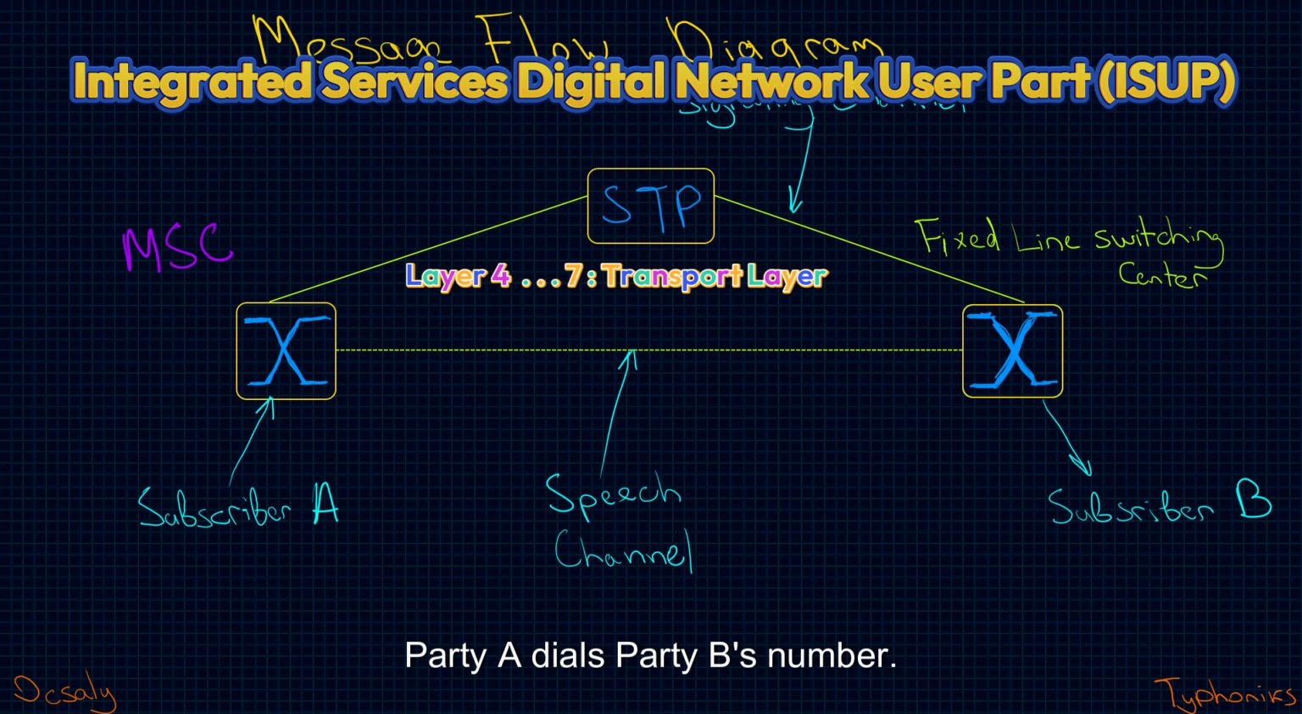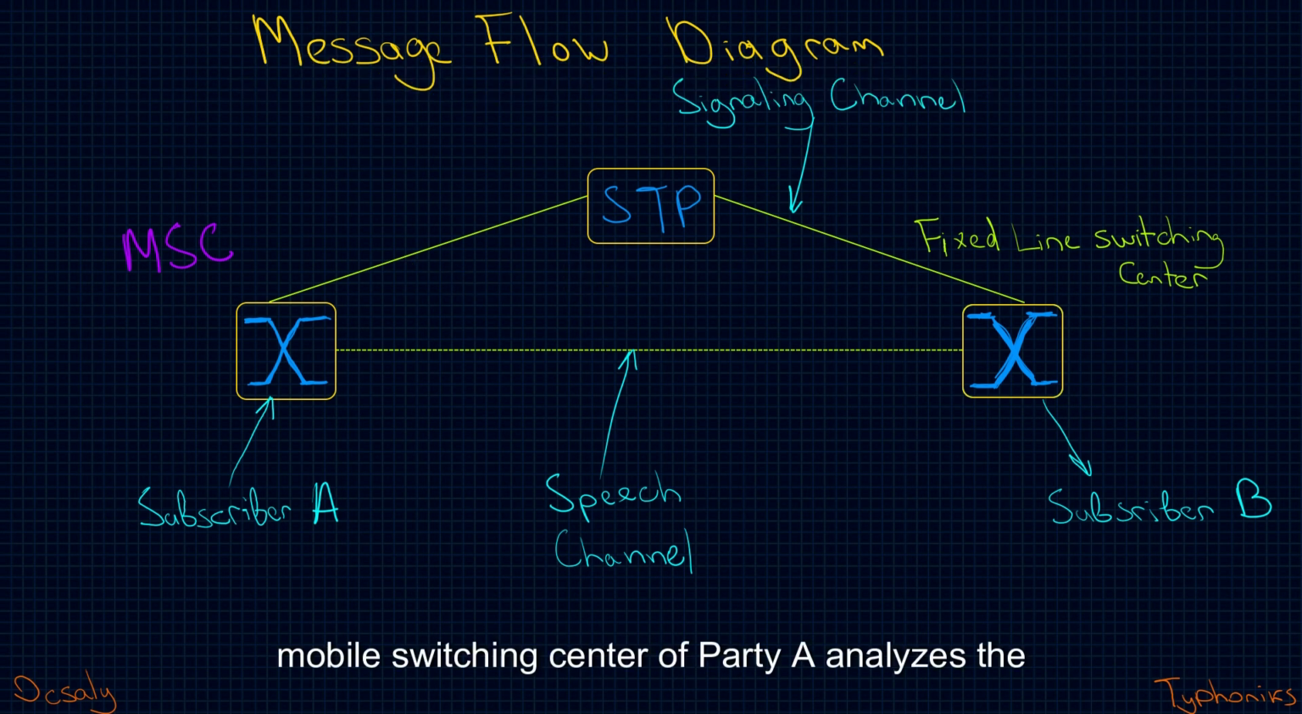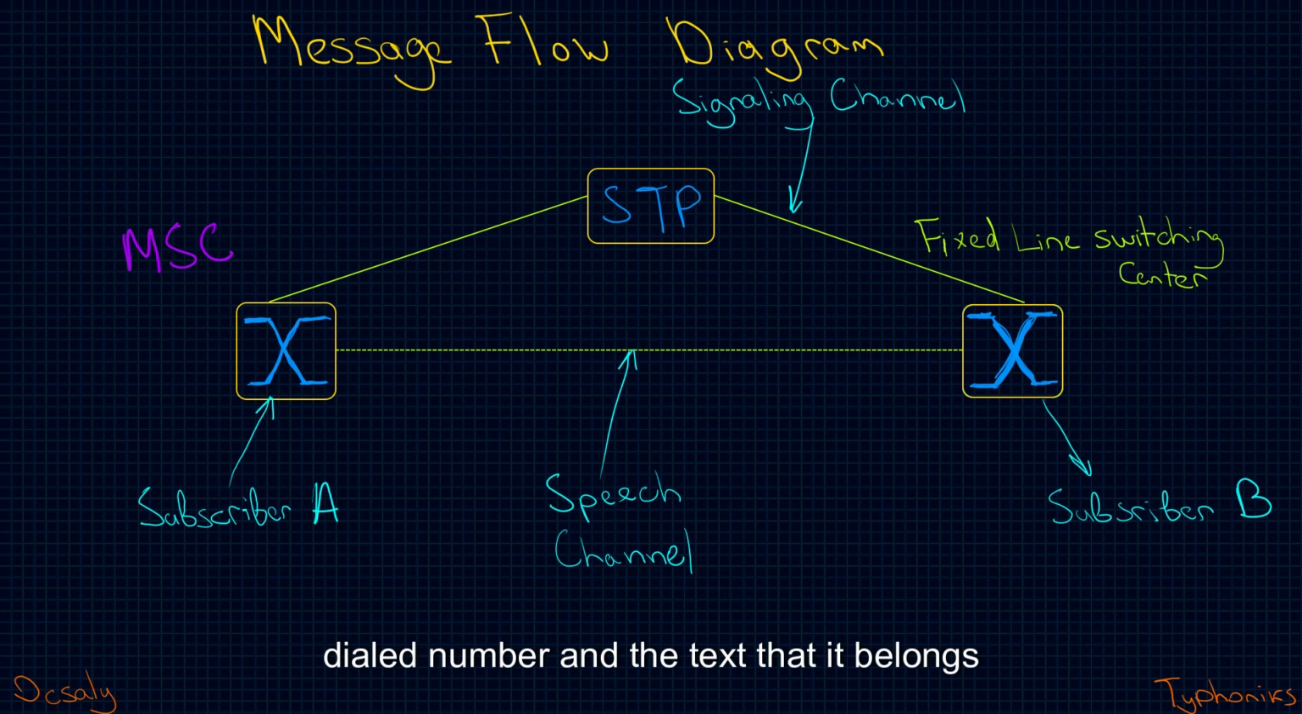Party A dials party B's number. The mobile switching center of party A analyzes the dialed number and detects that it belongs to a fixed line network. Then the call is forwarded. If the mobile switching center and fixed line switch are directly connected, the call can be routed directly. Otherwise, intermediate nodes such as signaling transfer points, STPs, handle the routing.